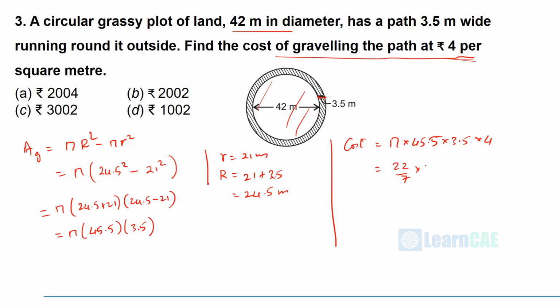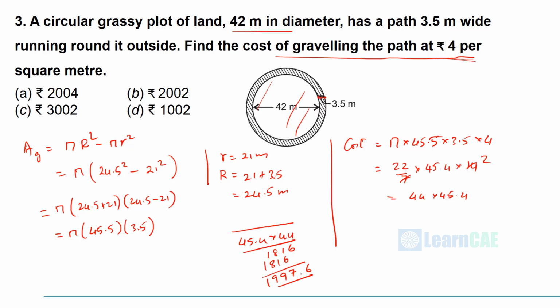22 by 7 into 45.4 into 3.5 into 4 will be equal to 714. So this we can cancel as 2. So this is 44 into 45.4. We'll multiply it separately. 45.4 into 44. 4 4s are 16, 5 4s are 20, 21, 2, 4 4s are 16, 17, 18. So 1816. The answer is close to 2000.